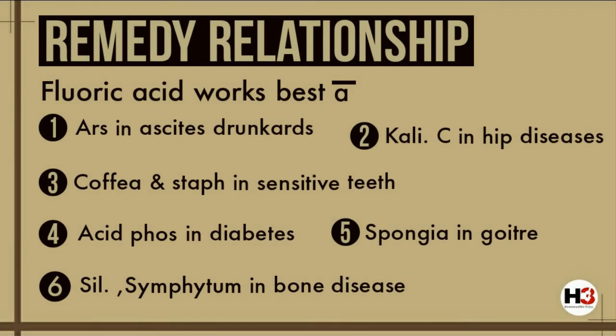We will now have a look at the remedy relationships of fluoric acid. Fluoric acid works best after arsenic in ascites of drunkards, after kali carb in hip diseases, after coffea and staphysagria in sensitive teeth, after acid phos in diabetes, and after spongia in goiter.